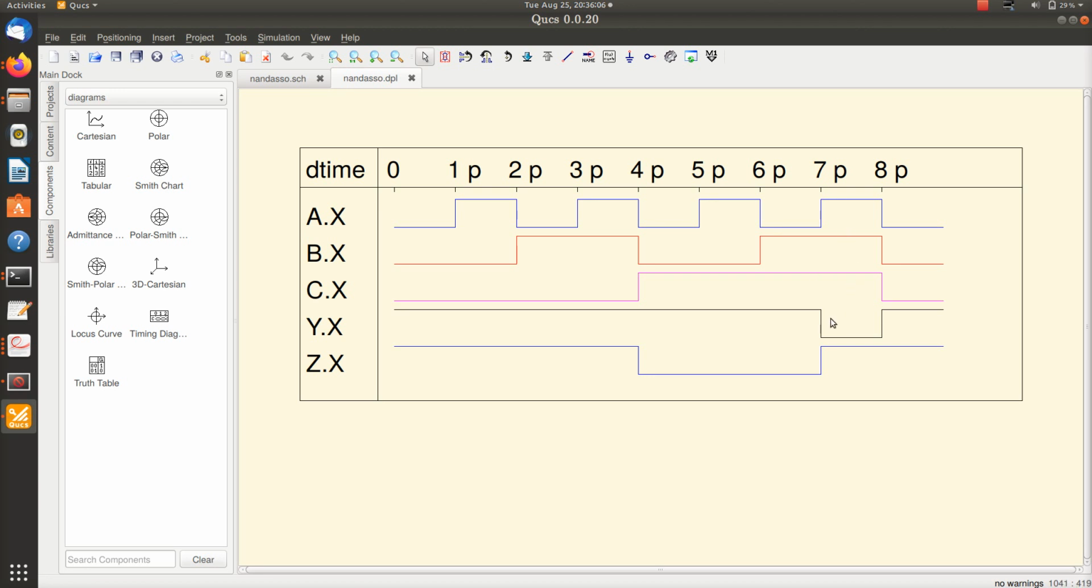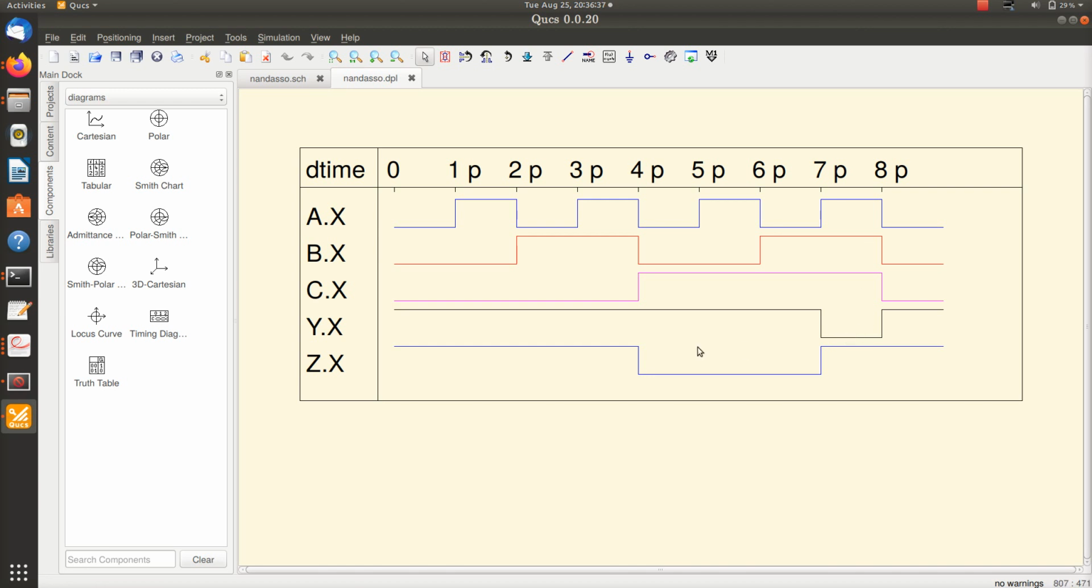When one of the inputs is at 0, the output is at 1. When all inputs are 1, the output goes to a 0. That is the meaning of a NAND gate. If at least one of the inputs is at 0, you can see that from here to here, up to 7 nanoseconds, one of these inputs is always 0. So Y remains high. And when does it go to 0? That is when all three become 1, from 7 nanoseconds to 8 nanoseconds.